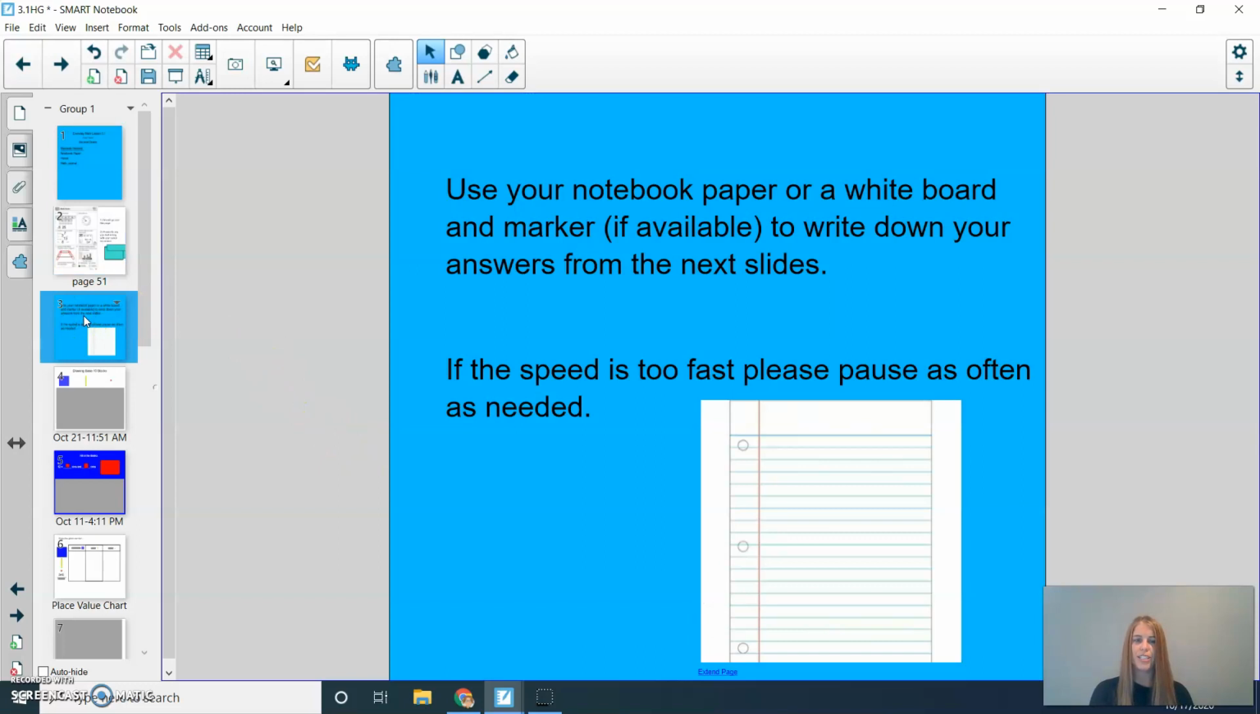We'll put our math journal to the side and take out our notebook paper or whiteboard and whiteboard marker. If the speed is ever too fast, please pause as often as needed.